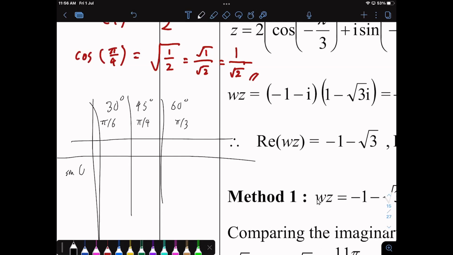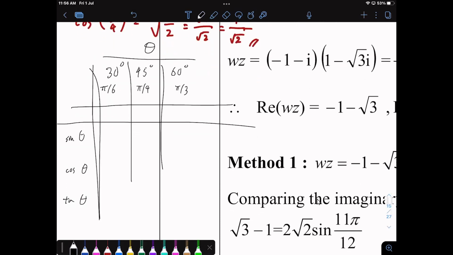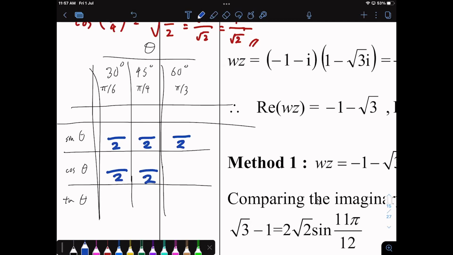You've got sine, this is theta, cosine, and tangent. The values follow a pattern; I'll show you now. Over 2, over 2, over 2, over 2, over 2, over 2. Square root, square root, square root, square root, square root, square root, square root. Sine: if you think about it, 30, 45, and 60 degrees.